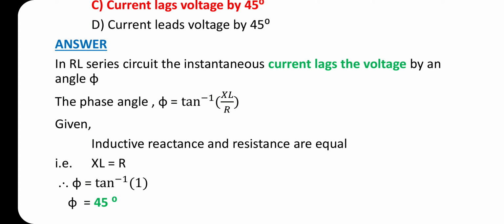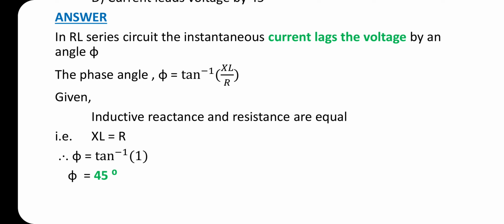Then the instantaneous current lags the voltage by an angle of phi. Then the instantaneous voltage and current are E equal to E0 sin omega t and I equal to I0 sin of omega t minus phi. The phase angle is given by phi equal to tan inverse of XL by R, where XL is the inductive reactance and R is the resistance. Here the given inductive reactance and resistance are equal, that is XL equal to R. Therefore, phi equal to tan inverse of 1. Therefore, the value of phi equal to 45 degree.